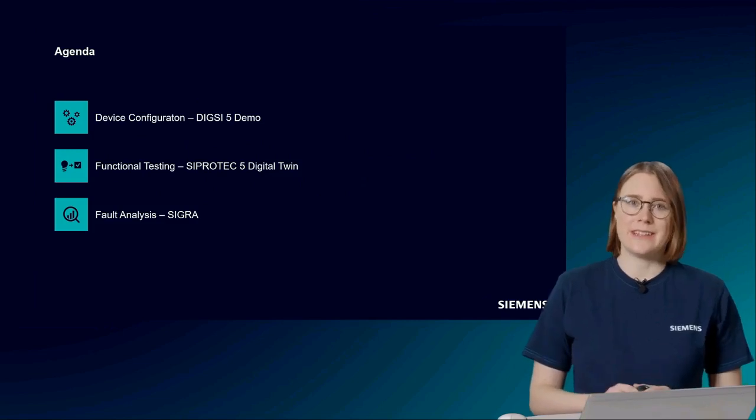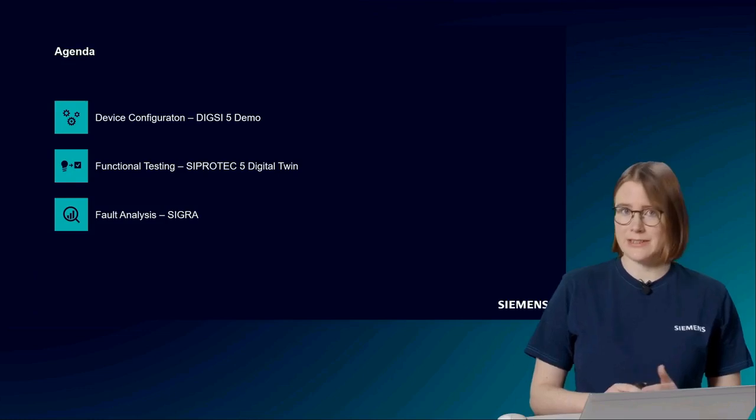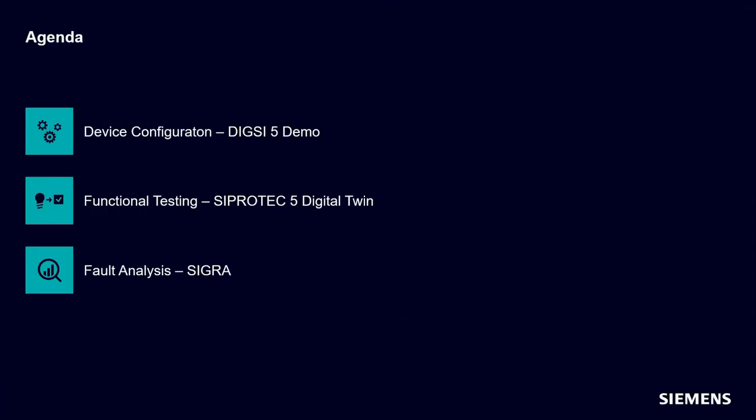Here you see the agenda for this session. I will start by presenting the application example, and then we'll take care of the configuration in DIGSI 5. After that, I will upload both devices to our SIGRATECH 5 digital twin and talk about the basics of line differential protection testing. After simulating an internal fault, we will have a look at the fault records in SIGRA.